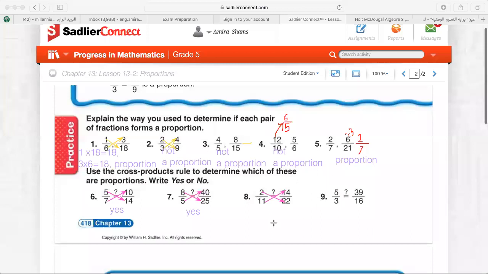This one, 2 and 22. When I multiply 2. Teacher, I know how. Okay, Rahaf, tell me fast. 2 and 22. What is the product of 22 multiplied by 2? 44. And 14 and 11, 154. Excellent. So is it yes or no? No.